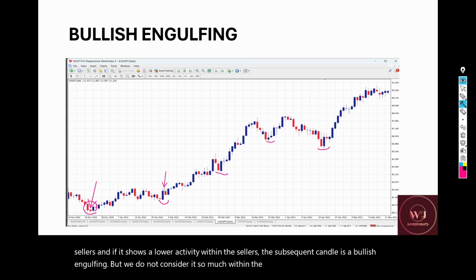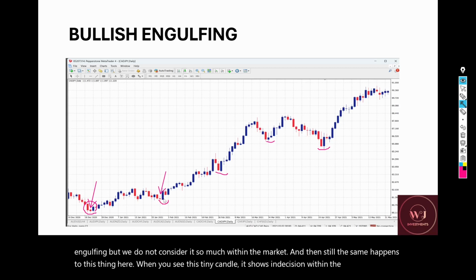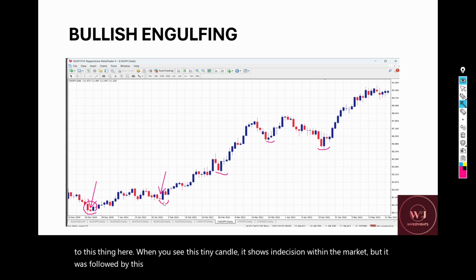And then still the same happens to this one here. When you see this tiny candle, it shows indecision within the market, but it was followed up by this big bullish candle. This one will not be considered a bullish engulfing, though on the other hand, other people will consider it. But there is a decreased activity within the bears.